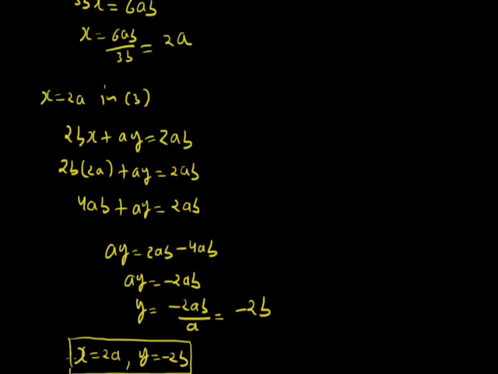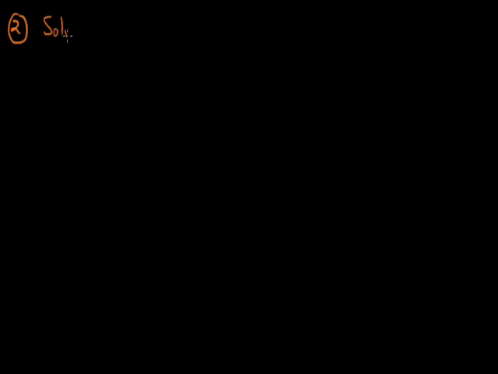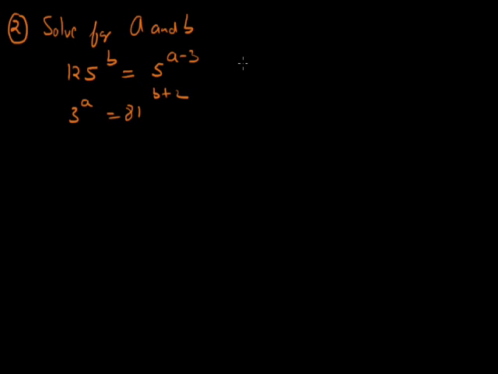Now we move to the next question. Again, solve for a and b. We are given 125 raised to the power b is equal to 5 raised to the power a minus 3. 3 raised to the power a is equal to 81 raised to the power b plus 2. Let's say this is equation number 1 and this is equation number 2. Let's see how we can solve this.